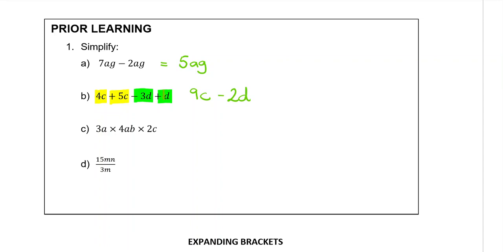In question C, we are multiplying. So we want to do 3 times 4 times 2. That is 24. And then we have 2a, so that will be a squared, 1b and 1c. 24a squared bc. And finally for D, 15 divided by 3 goes 5 times.